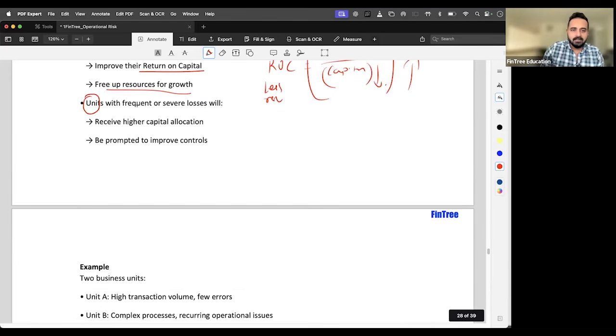If you're running a business unit in a bank which tends to have very frequent losses or very large losses, you will have higher capital. You'll be forced to improve controls.